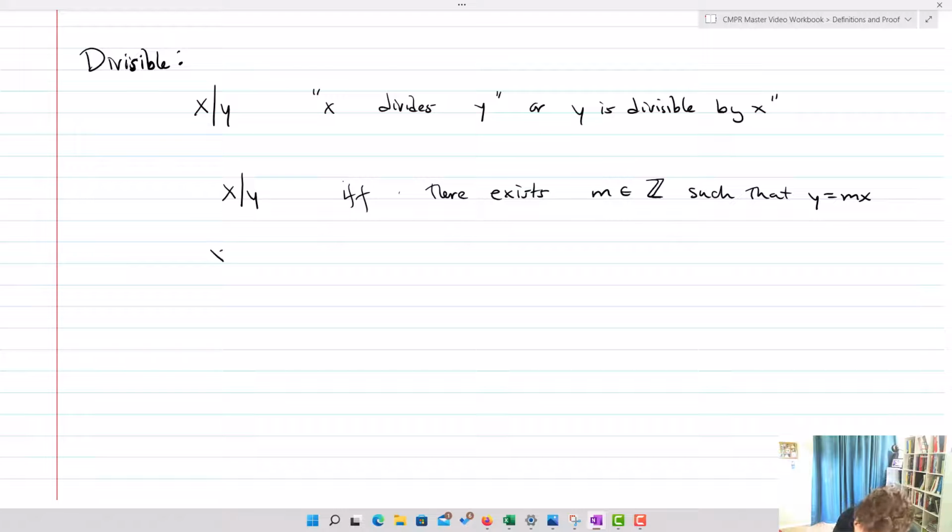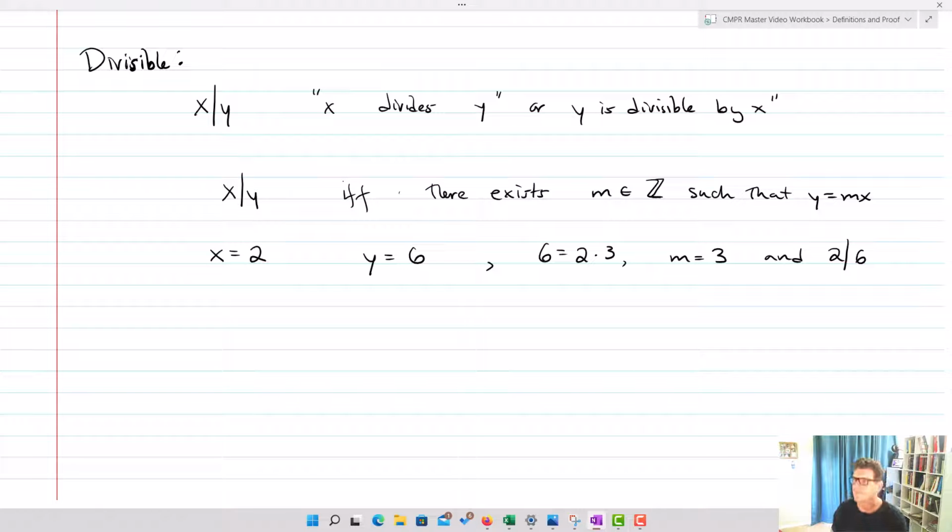So for example, if I let x equal 2 and y equal 6, then 6 equals 2 times 3, okay? And so that means that m equals 3, and what we say is that 2 divides 6. And there you go, 2 divides 6. That's it. Let's say, for example, we let x equal 1 and y equal 7. Then we get 7, our y, is equal to 1 times 7. So m equals 7, and we say that 1 divides 7. Okay?